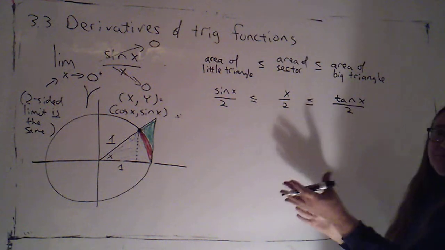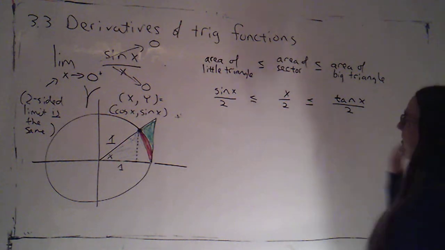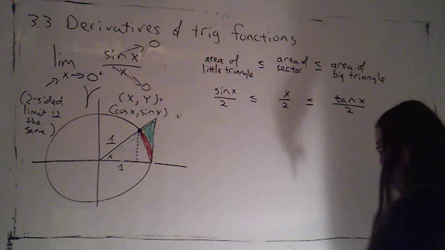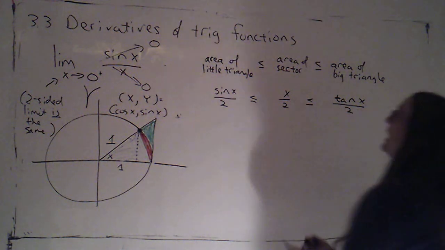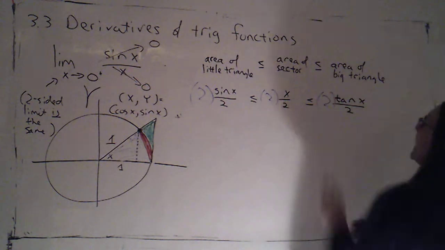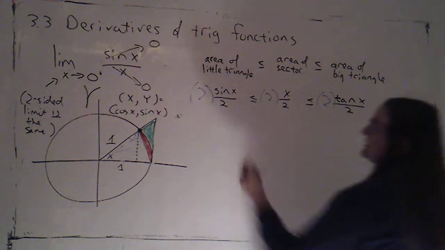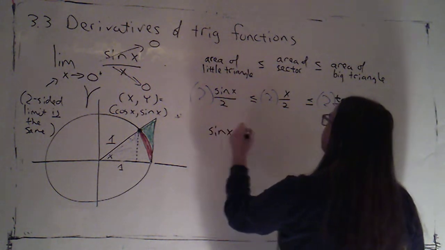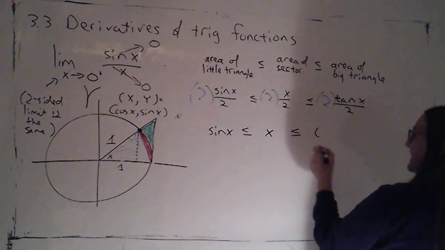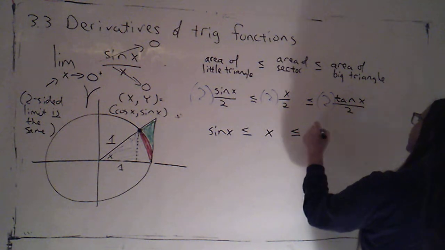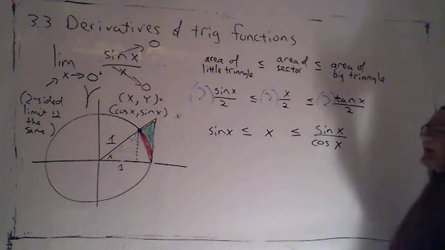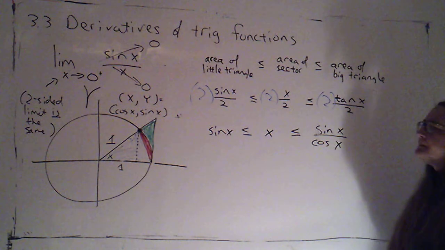What a mess. Okay. Well, what I'm going to do is I'm first of all just going to get rid of these 2's. So if I multiply through by 2, I can do that. 2's a positive number, so it's not going to change my inequalities. So I can say sine of x is less than or equal to x is less than or equal to tangent of x. I'm going to use my quotient identity and write that as sine x over cosine x.